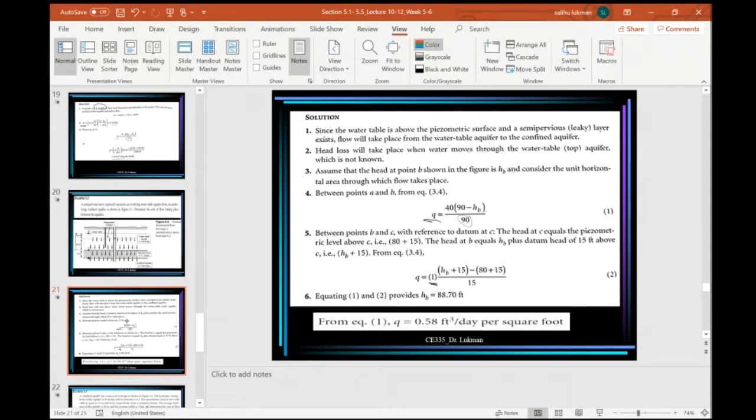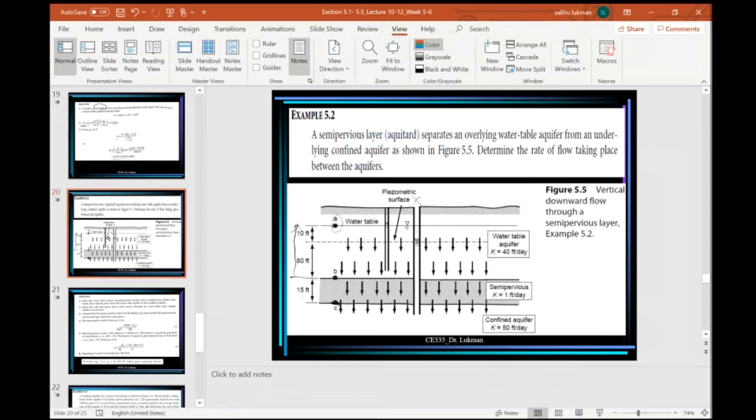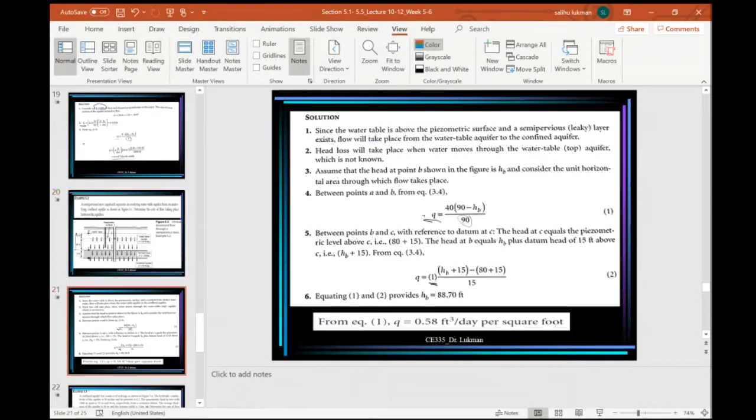So we now equate this. The flow Q here is equal to Q here. What we're looking for is HB. What we are saying is the head of this point given by HB, the pressure head here plus 15. And C here, the head within the confined aquifer, is simply 15 plus 80, which is the height of water in this well, which penetrated the confined aquifer. So when we equate these two, we can find HB, which turns out to be 88.7 feet.